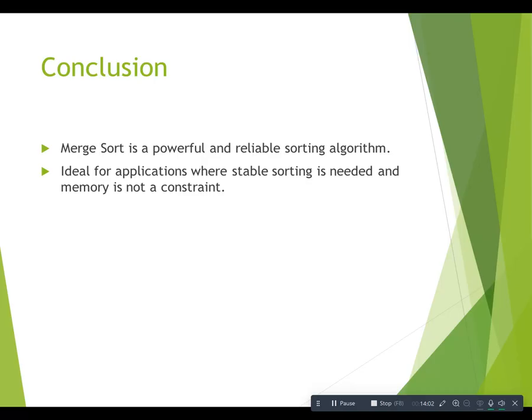So in conclusion, we can say that it is a powerful and reliable sorting algorithm, and it is ideal for situations where stable sorting is required. Okay, stable means the original order of the elements will be preserved, and it is not limited by memory space. When the memory space is available in abundant quantities, you can apply this algorithm.